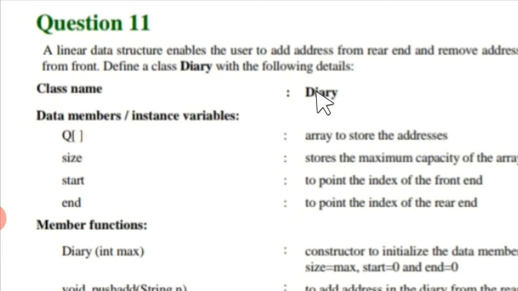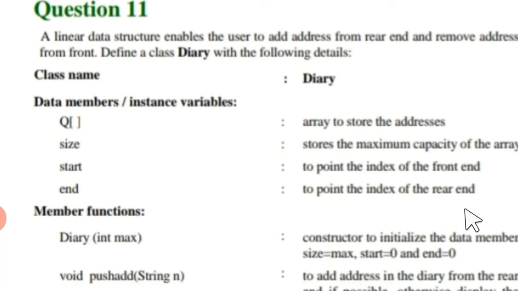As your diary stores the addresses of your friends and relatives, similarly this idea is going to be implemented here, and the array is there. So the array will be of type string because ultimately it's going to store the addresses. Alright students, after that we have a size variable that stores the maximum capacity of the array. Okay, then we have a start to point to the index of the front end, and end to point to the index of the rear end.